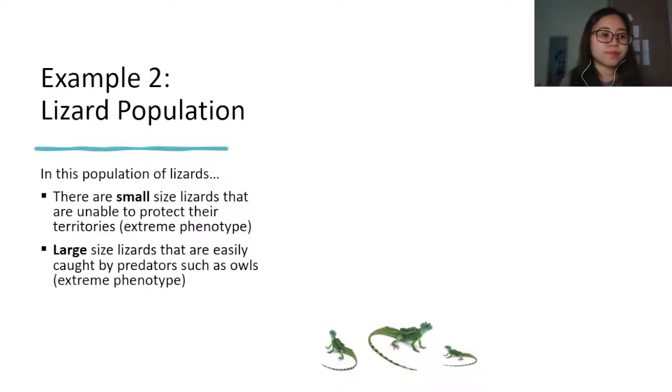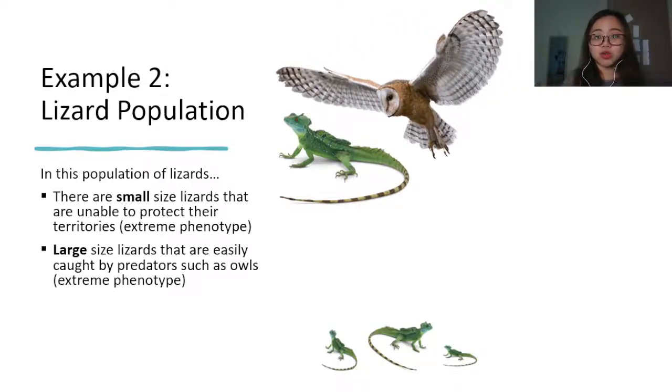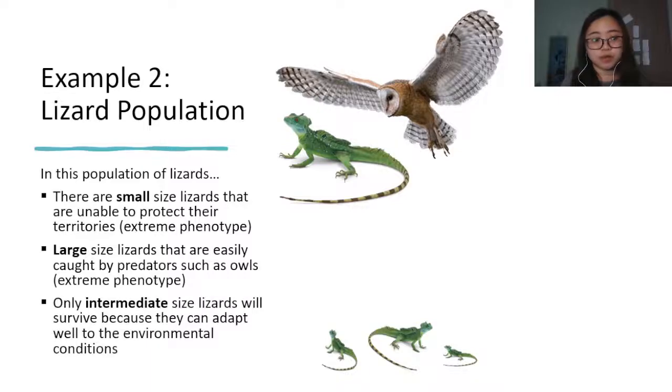There are also large-sized lizards that are easily caught by predators such as owls, which is an extreme phenotype. So di sini kita ada lizard yang lebih besar. Okay, dia dapat jaga kawasan sendiri, dia dapat cari makanan, dia dapat mengawan. Tapi, kalau ada burung hantu ataupun apa-apa predator, dia yang duluan dimakan. So, this extreme phenotype is also not gonna survive as well.